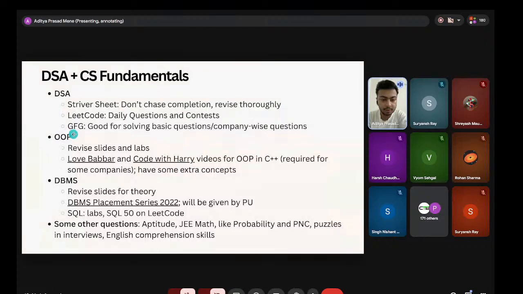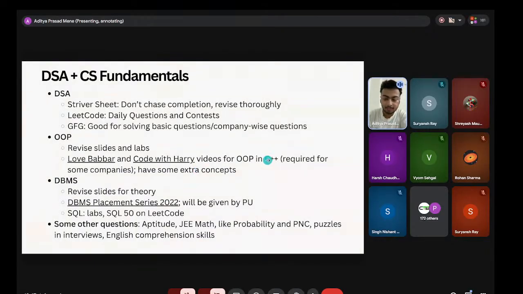For OOPS, I will just say revise slides and do labs. Now, I know labs were done a bit differently. There were probably not many labs conducted for the junior batch, you all. So you can just check out our labs. They should be available on ASCII archives, so you can go through them. That's good for OOP in Java.